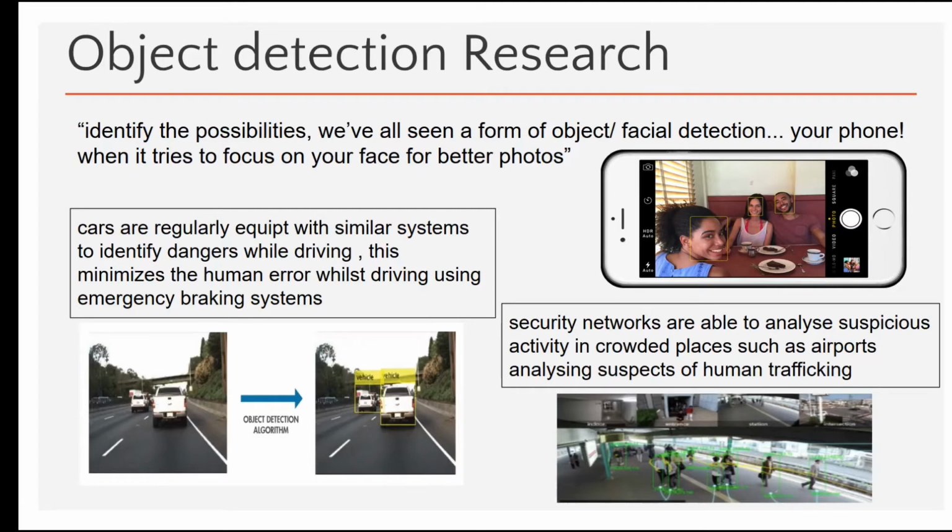Cars are regularly equipped with similar systems to identify dangers while driving. This minimizes the human error whilst driving using emergency braking systems. Security networks are able to analyze suspicious activity in crowded places, such as airports, analyzing suspects of human trafficking.